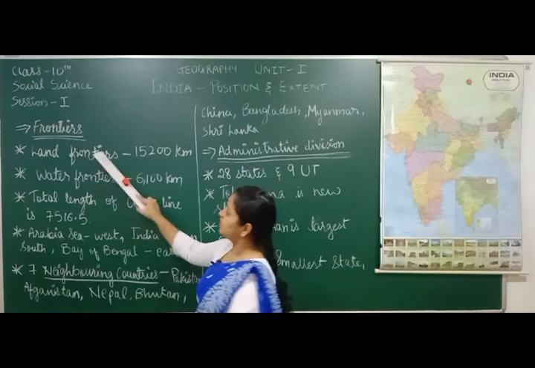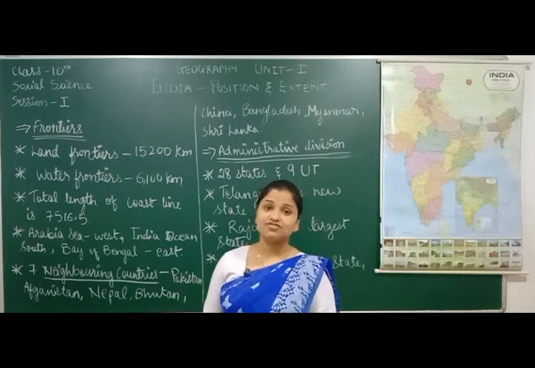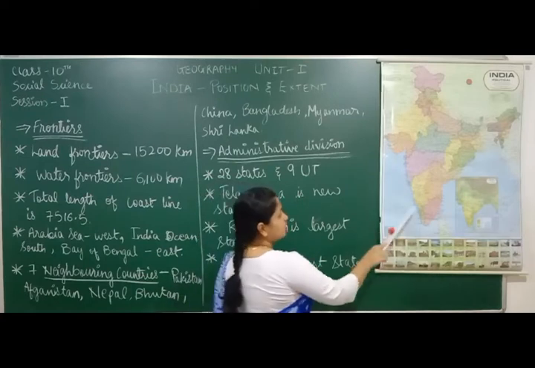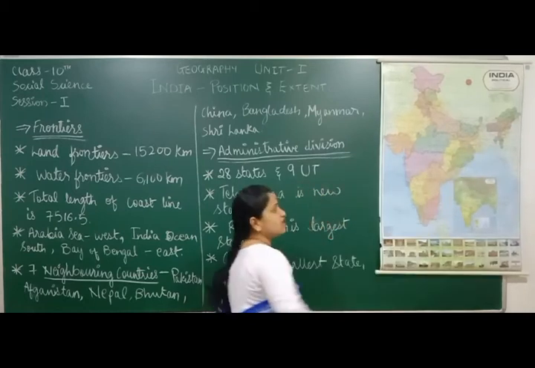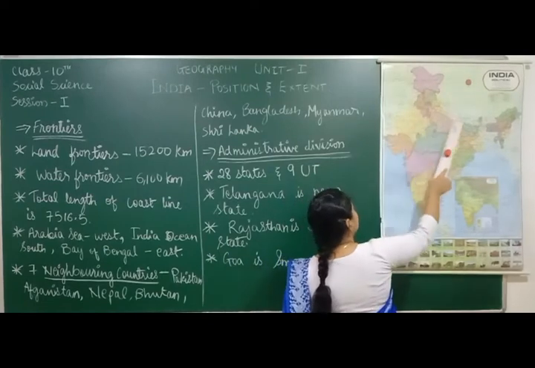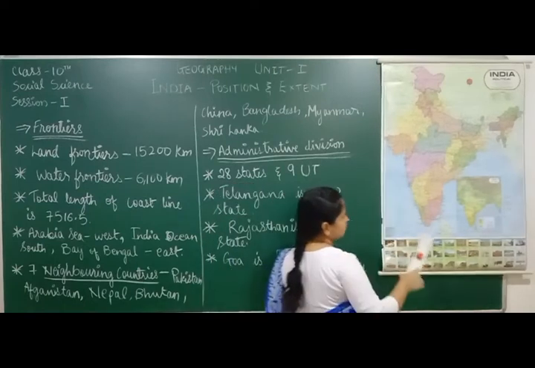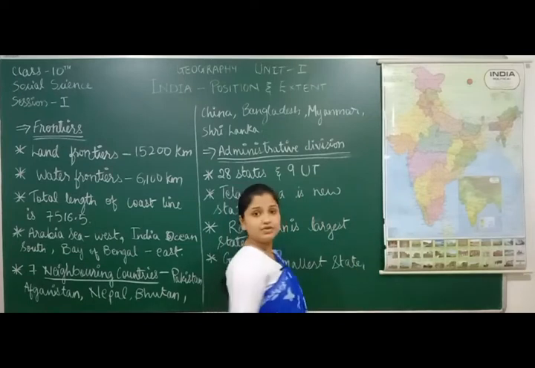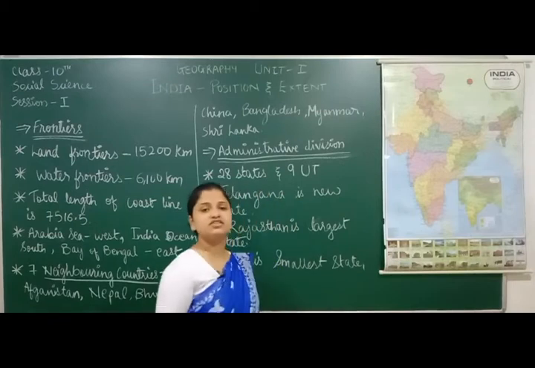So what do you mean by frontiers here? Frontiers here mean nothing but the boundaries. Boundaries of India. So you see, the whole country has boundaries here, right? The endings, the edges are called boundaries. So we have two types of boundaries here. In the north, mostly we have land, other countries, and the Himalayan mountains. Whereas in the south, we have mostly sea area. So in the south, we have the sea boundary or the sea frontier, whereas in the north, we have the land frontier.